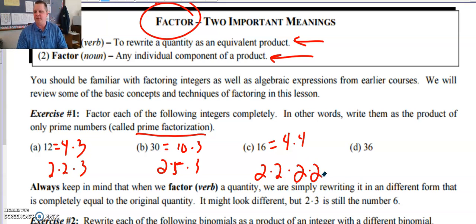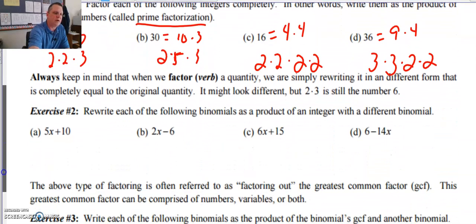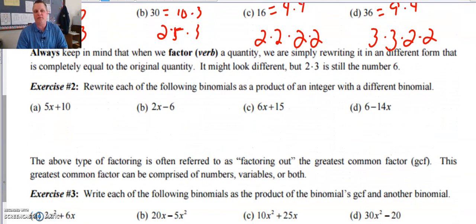Now, you can do it many different ways. 16 could have been 8 and 2. Then you would just have to keep breaking down the 8, as long as you get all prime numbers. And then 36, 9 times 4. 9 is 3 times 3. 4 is 2 times 2. And that's the prime factorization. They're not going to ask you that question on the Regents exam, like, what's the prime factorization of this? But you may need to apply it when you're factoring or when you're choosing a GCF.